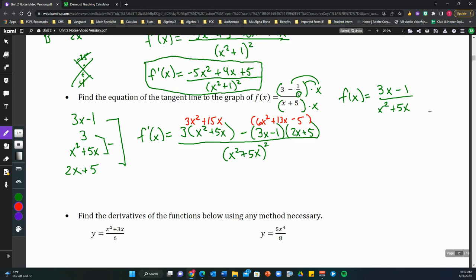Now I have to subtract all of those pieces, so I'm going to change the sign. So this becomes plus, negative, negative, and positive. Now I can go ahead and combine my like terms. So we end up with negative 3x squared plus 2x plus 5, all over (x squared plus 5x) quantity squared.